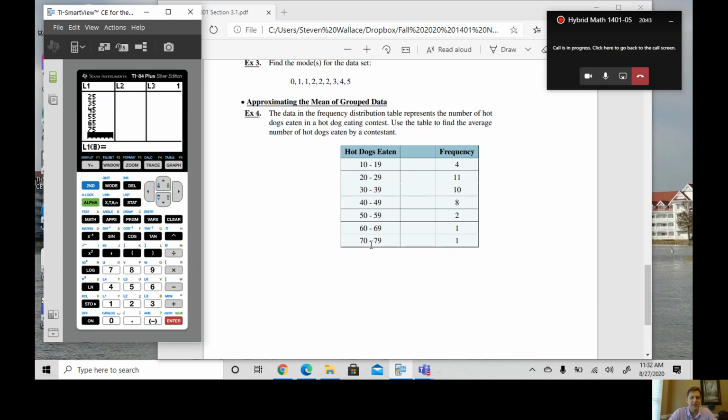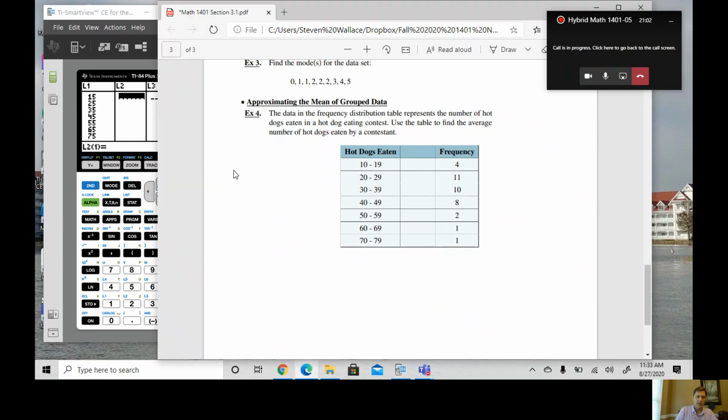Note that to find the last one, I do 80, which would be the next lower limit, plus 70 over 2. Okay? So those go into list 1, the class midpoints.